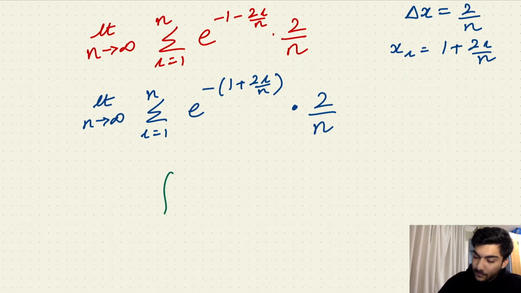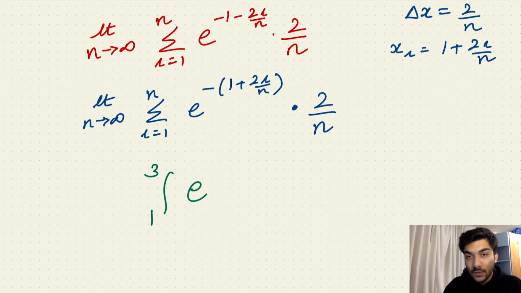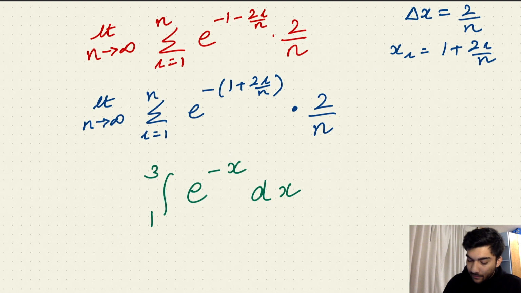So after simplifying our expression to the expression that we want, I'll convert this into my definite integral now. So my definite integral becomes, since I have my endpoints 1 to 3, my definite integral goes from 1 to 3, e to the power negative of the whole expression 1 plus 2i by n would be changed to e to the power negative x, because my x is 1 plus 2i by n, and 2 by n would be changed to dx. And this is my final answer.